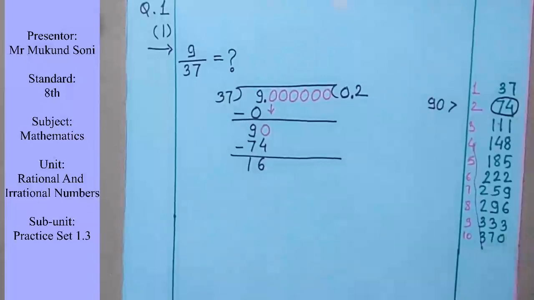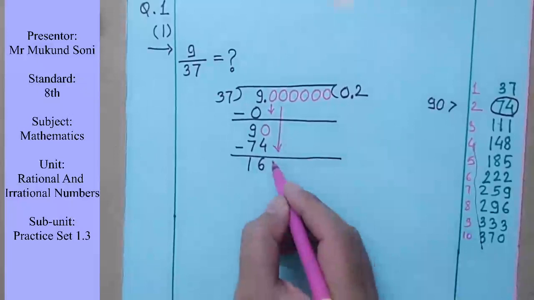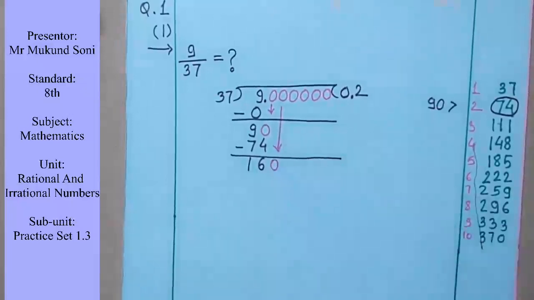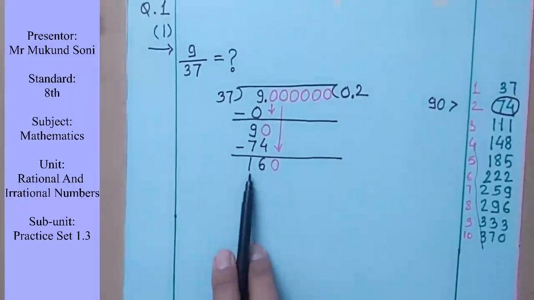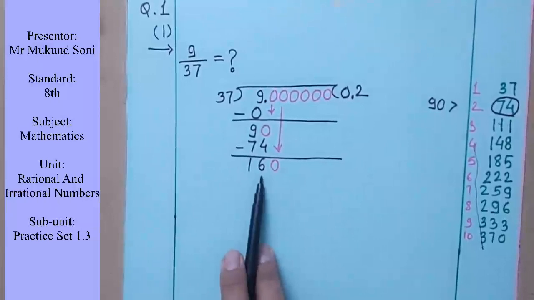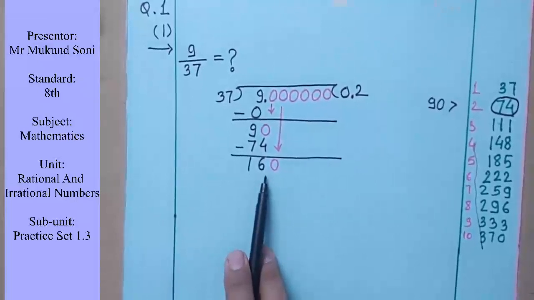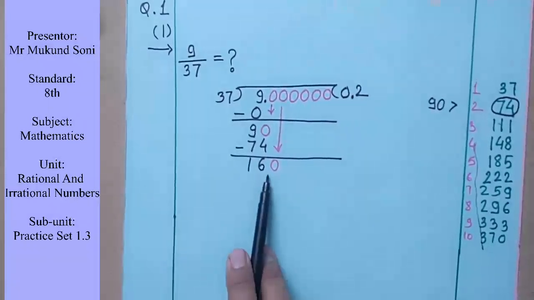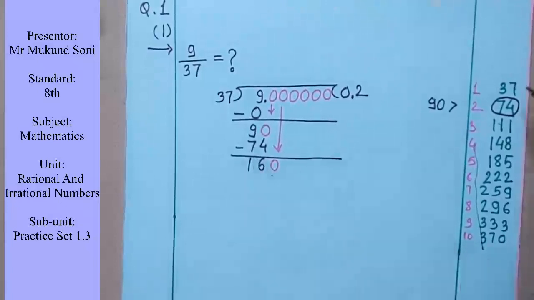Now take down your next 0. As we have a good number of zeros, we can keep taking a 0 each time whenever the remainder is found to be non-zero. Like in this case 16 is a remainder, which is non-zero. So I'm simply going to take an extra, a new 0 here. Now after having this 0, we are going to check the new number, that is 160, in the table of 37 again.